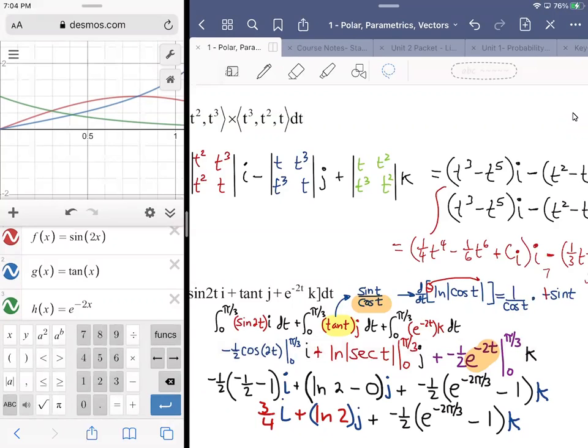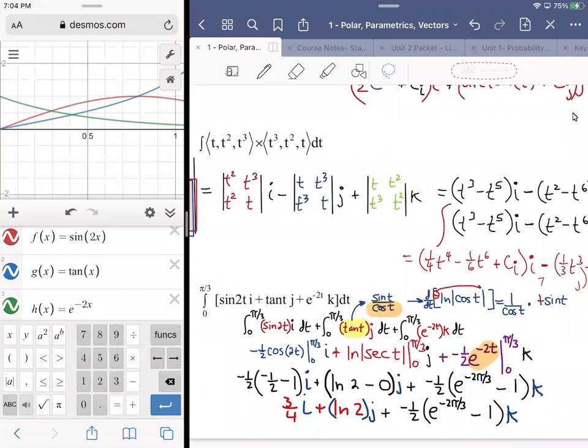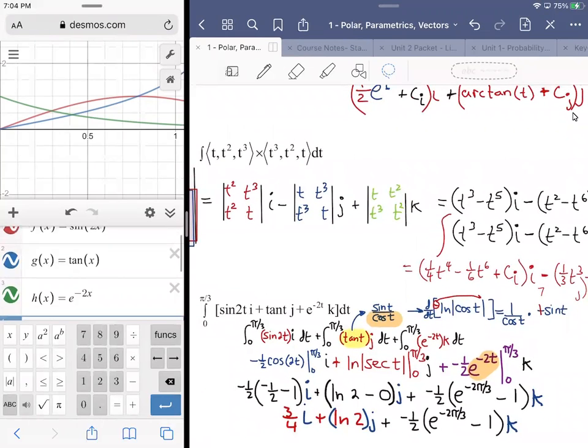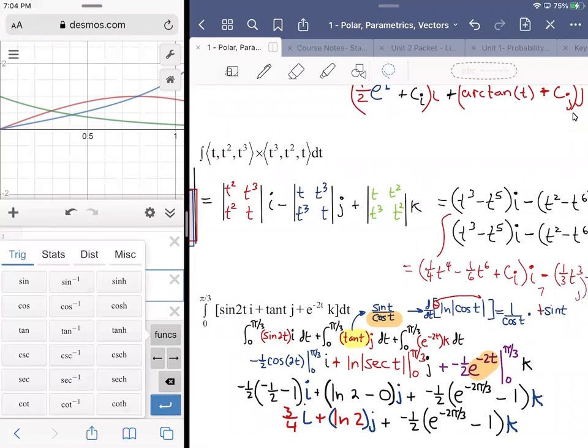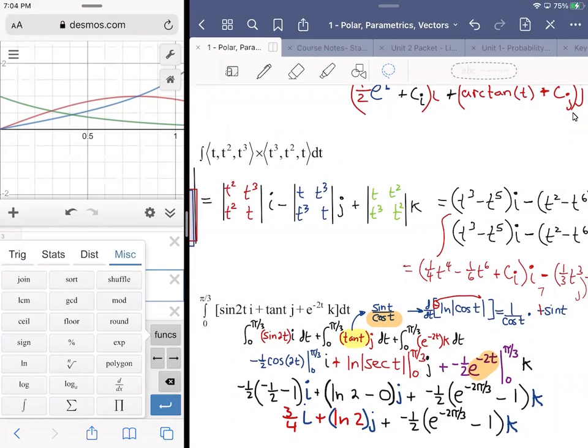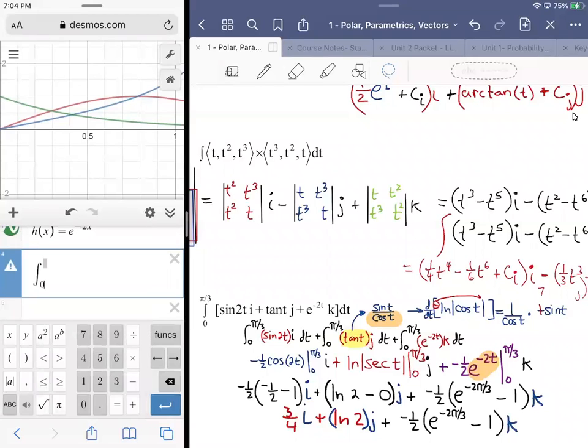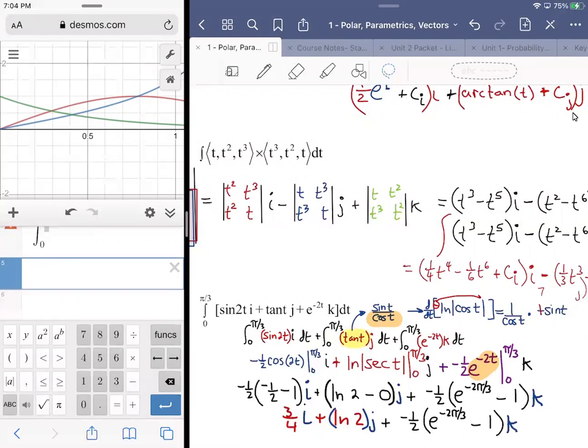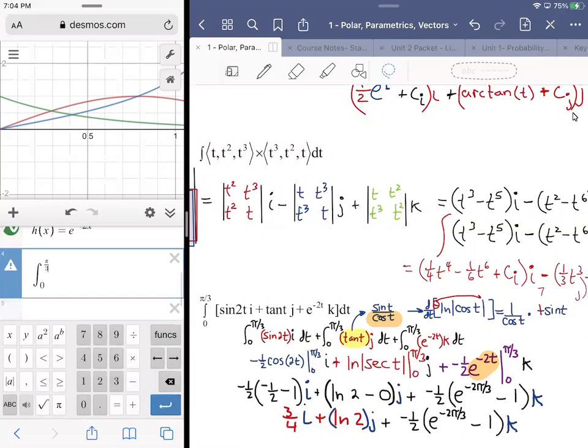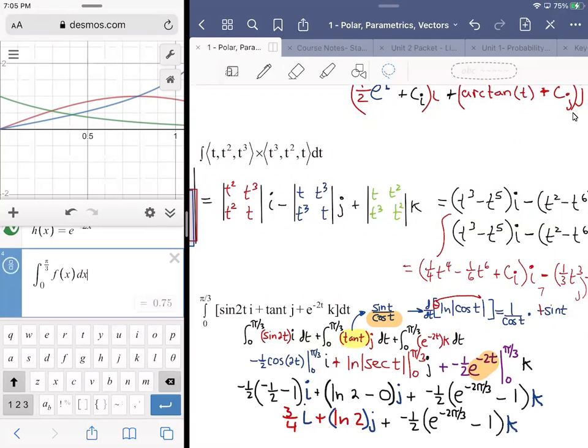Anyway, so let me go through the Desmos approach. So it's like, let's start this whole problem over and take it from a different perspective, right? In your functions menu, under miscellaneous, you have your antiderivative component. We're going from 0 to pi over 3. If it'll let me. Yeah, there it is. I'm just leaving it in terms of x. That'll spit out the 0.75 or the 3/4.